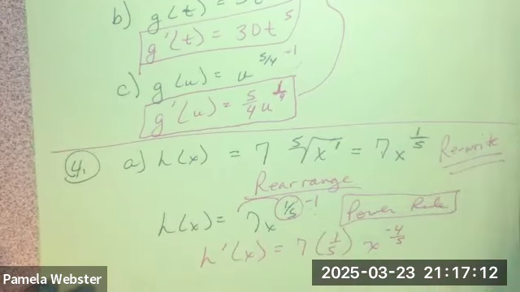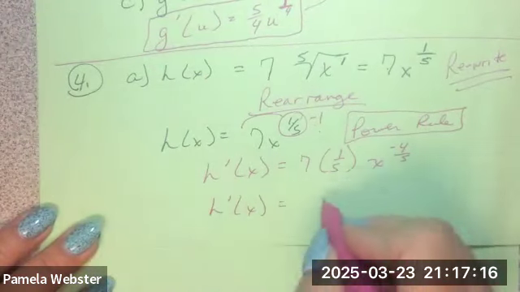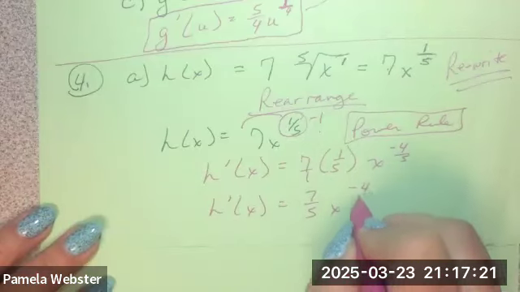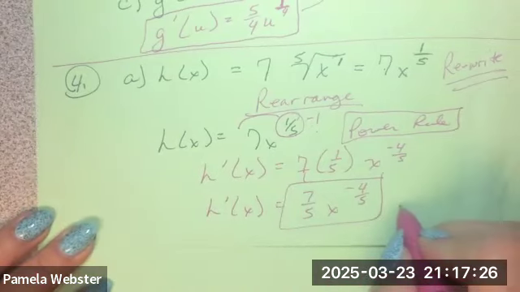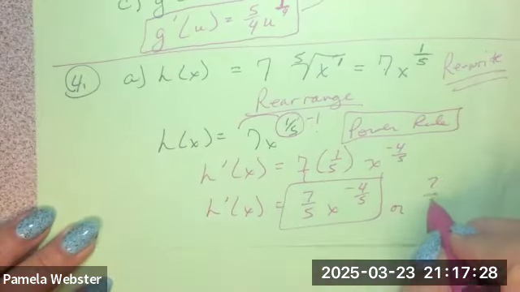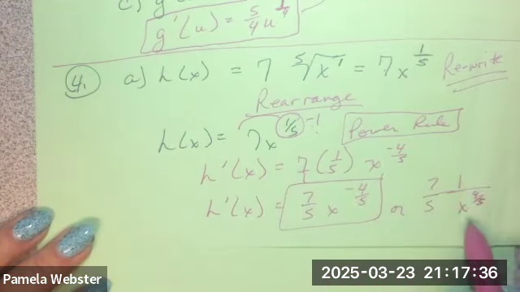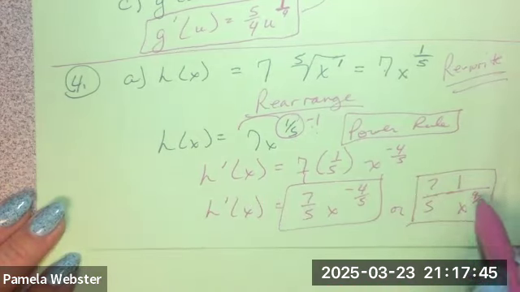Okay. And that can be cleaned up a little bit. So I think h prime of x equals 7/5 x to the negative 4/5. I am okay with leaving it that way. Or 7/5 times 1 over x to the positive 4/5. Absolutely. You can move the x to the power to the bottom and make it a positive exponent. Or if you want, rearrange it again and put it back into a radical.